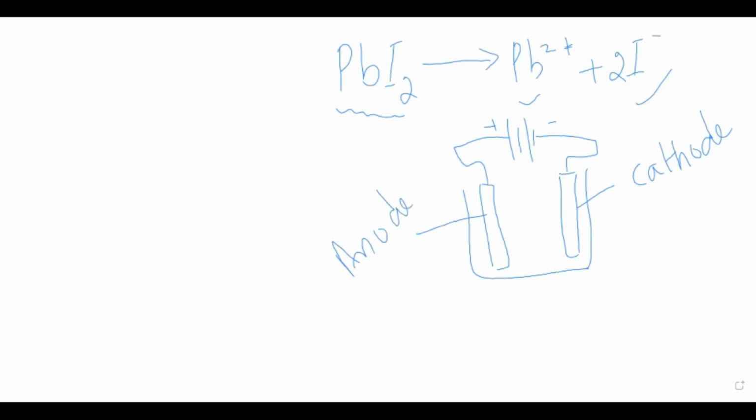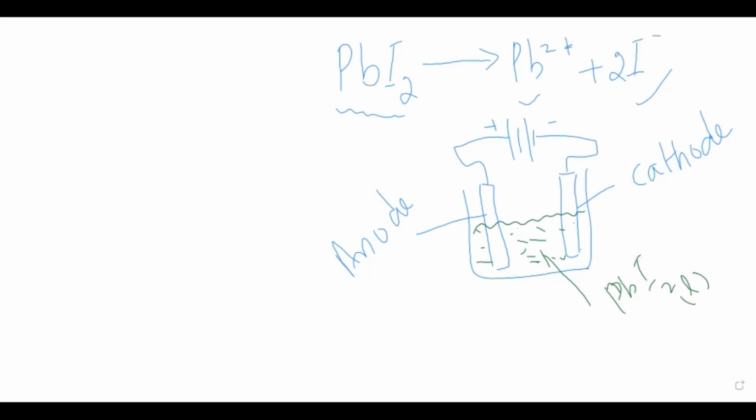And this is the electrolyte, that is PbI2 in its liquid state. So this is how to draw the diagram of a simple electrolytic cell to carry out the electrolysis of lead iodide.